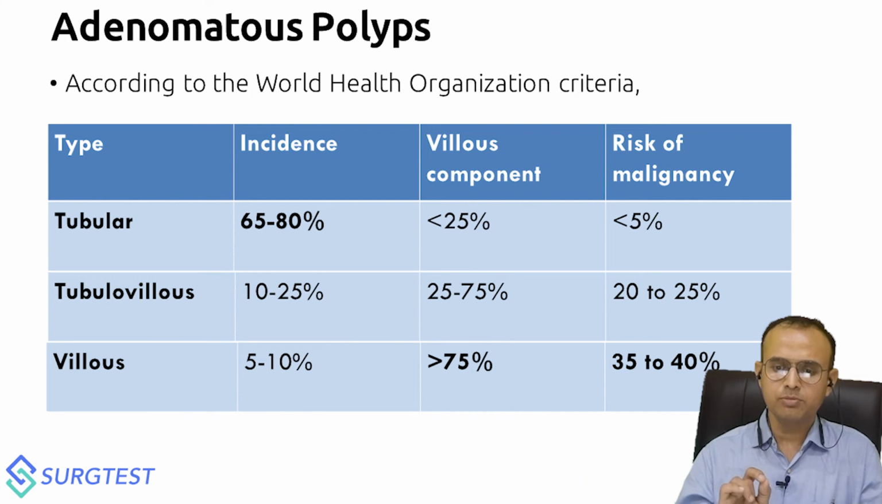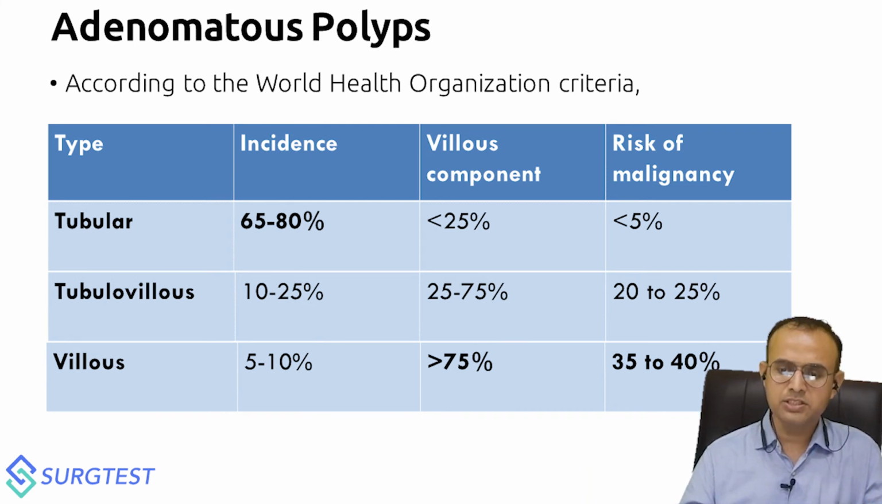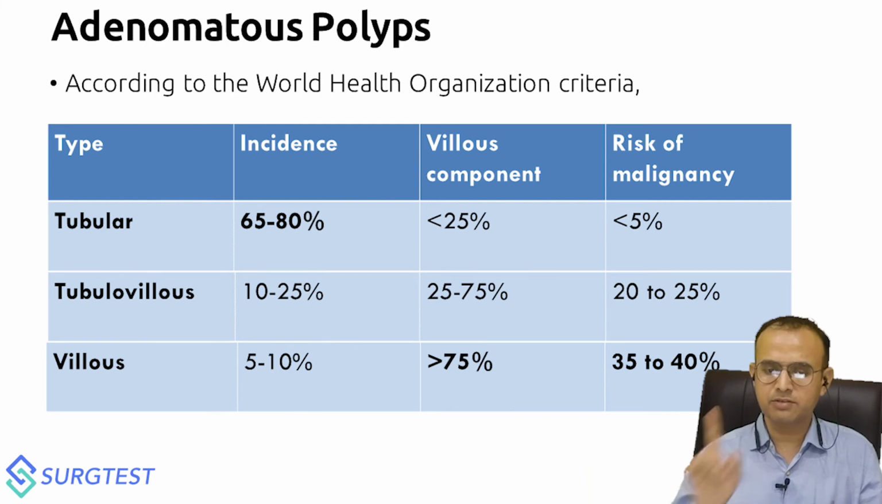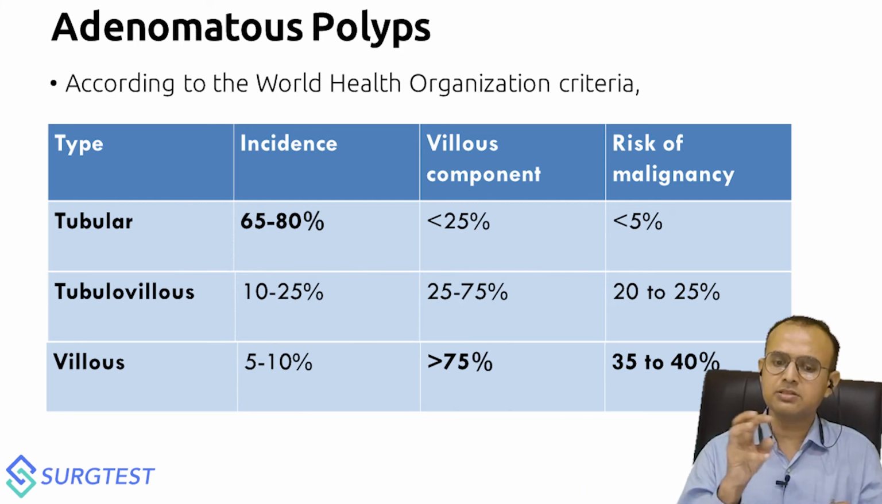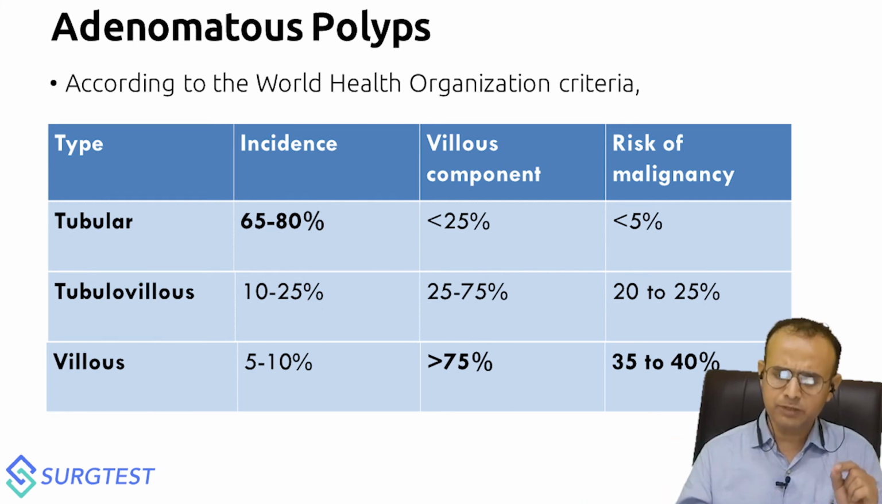Adenomatous polyp. According to the WHO criteria, the tubular polyp has an incidence of 65 to 80%, the villous component is less than 25%, and the risk of malignancy is less than 5%. If it is a tubulovillous, incidence is 10 to 25%, villous component is 25 to 75%, and risk of malignancy is 20 to 25%. If it is a villous adenoma, incidence is less, 5 to 10%, but the villous component is more than 75%, and the risk of malignancy is 35 to 40%.